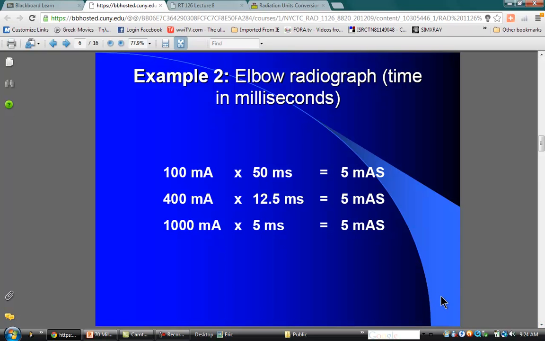Here's the same example, just using milliseconds. In either case, this slide or the last, if your ultimate result is 5 mAs, or the same mAs for all three exposures, varying your mA and varying your time, you will get the same density.